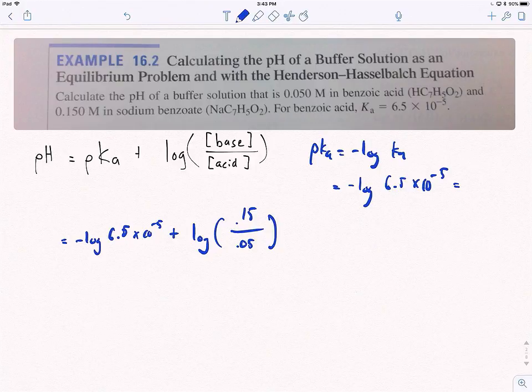So 0.15 over 0.05, that's 3. So 15 over 5 is 3. So minus log of 6.5 e minus 5, plus the log of 3, equals 4.66. We have 2 sig figs after the decimal. And it's that easy.